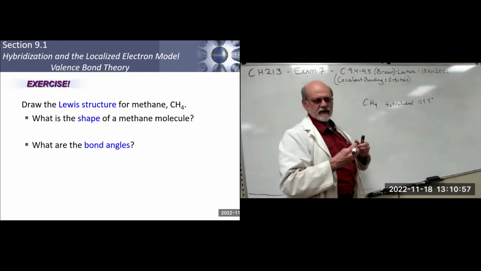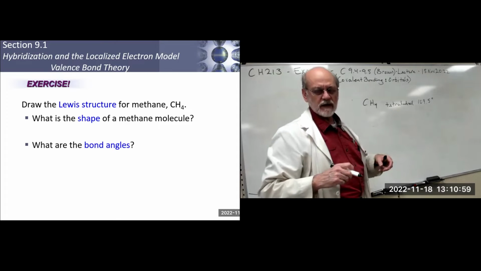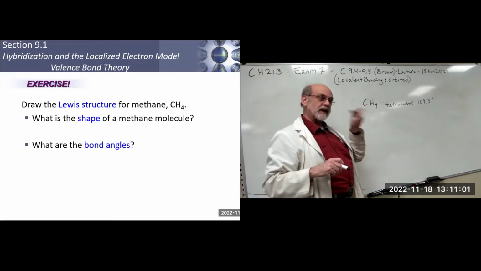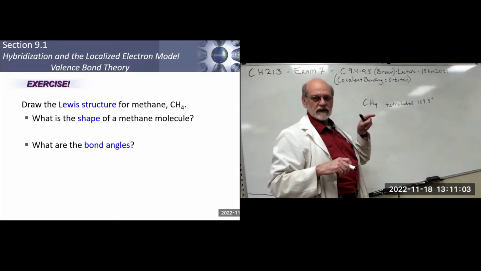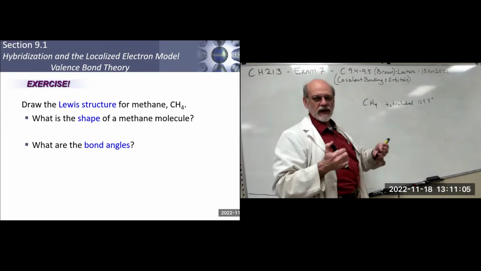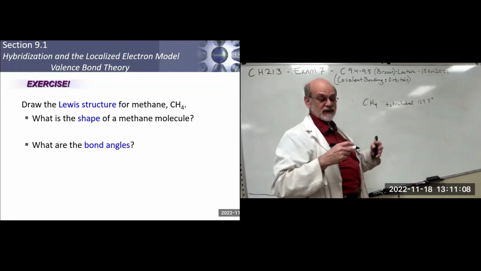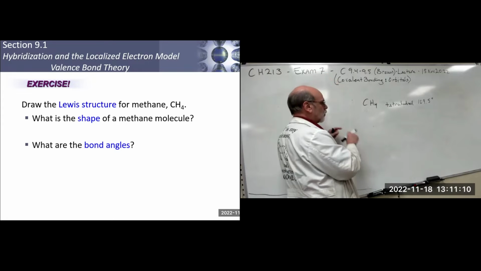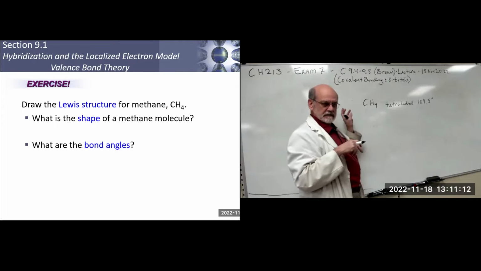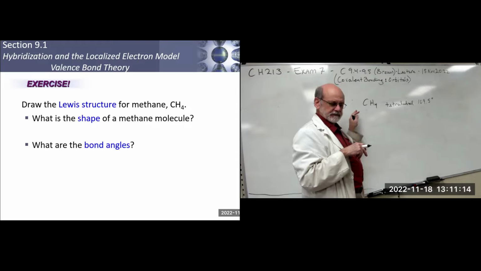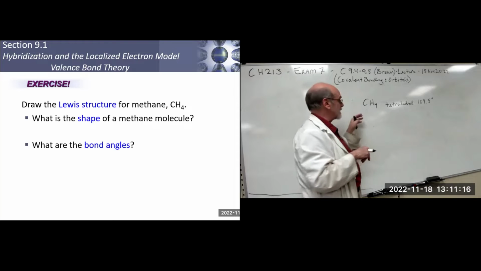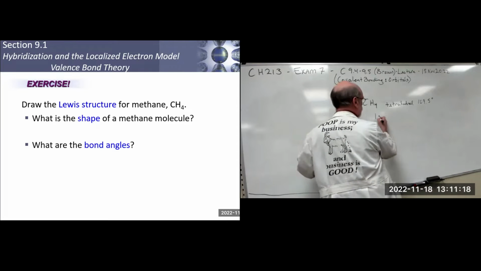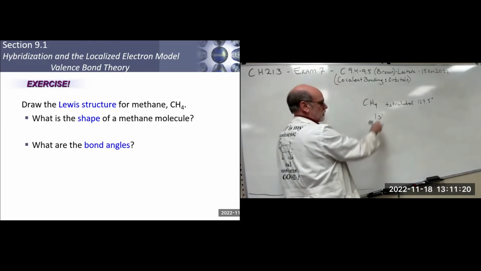And remember, the valence bond theory and the localized electron model says that the electrons still belong to each atom, and they just share them by overlapping orbitals in order to form the bonds. So we have to work with the electronic structure of each atom. Hydrogens are easy. They're just 1s1, right? All 4 of those hydrogens.